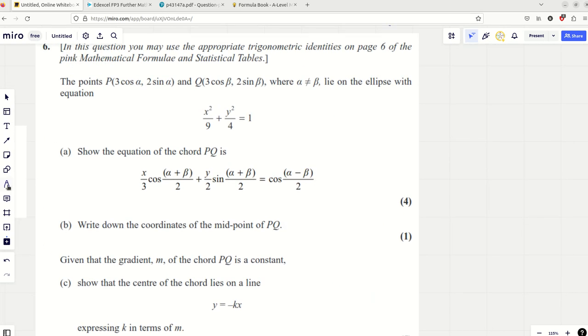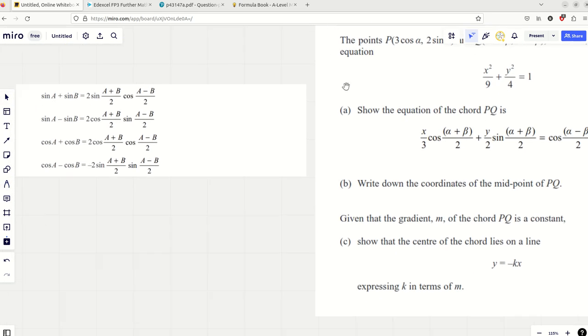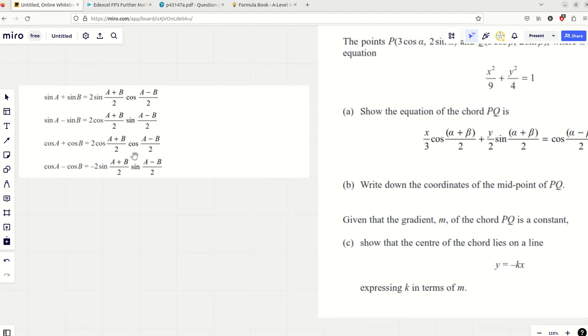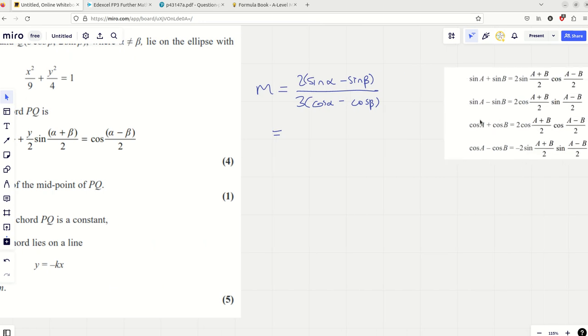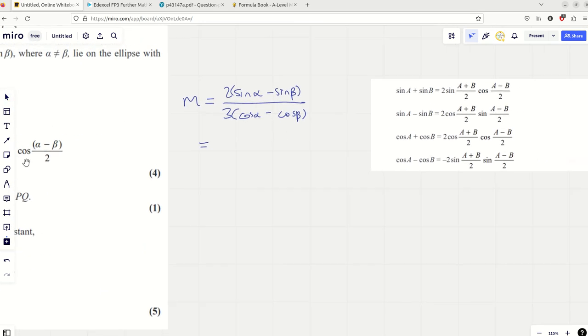So, equation of chord. Well, firstly, let's find the gradient of the chord. And the gradient is going to be 2 sine alpha minus 2 sine beta, so let's just do that: 2 (sine alpha minus sine beta) over 3 (cos alpha minus cos beta). Okay, and let's use these formulas straight away, seeing as they're telling you, please use the formula. So we can just use these to make this a lot easier straight away.